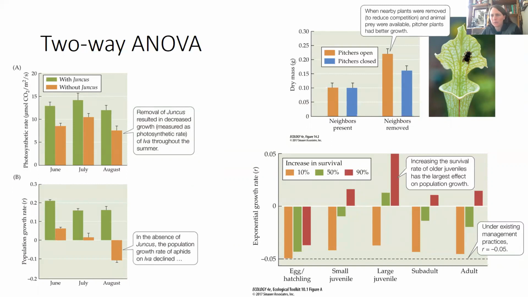Then we have a figure at the bottom right with no error bars, but again, different turtle size classes, eggs versus small juveniles all the way up to adults, looking at their exponential growth rates and increases in survivorship. So that one is maybe not exactly a two-way ANOVA, but definitely kind of toward that approach.